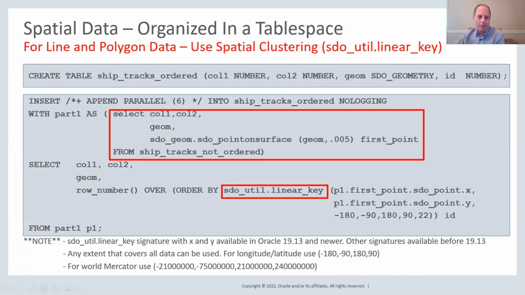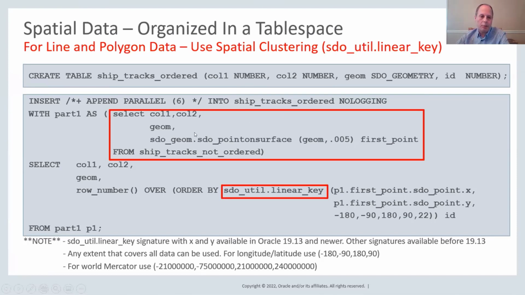In the first red box here, this is a subquery with the WITH clause. In part one, I'm going to select all of my ship tracks that are not ordered, and select the columns in that table. You can have column 1, column 2, however many columns you have, and your geometry column. Then I'm going to call a spatial function called point on surface. If you haven't seen it, it really just returns the first point of a geometry. I'm going to pass it the geometry and call it first point.